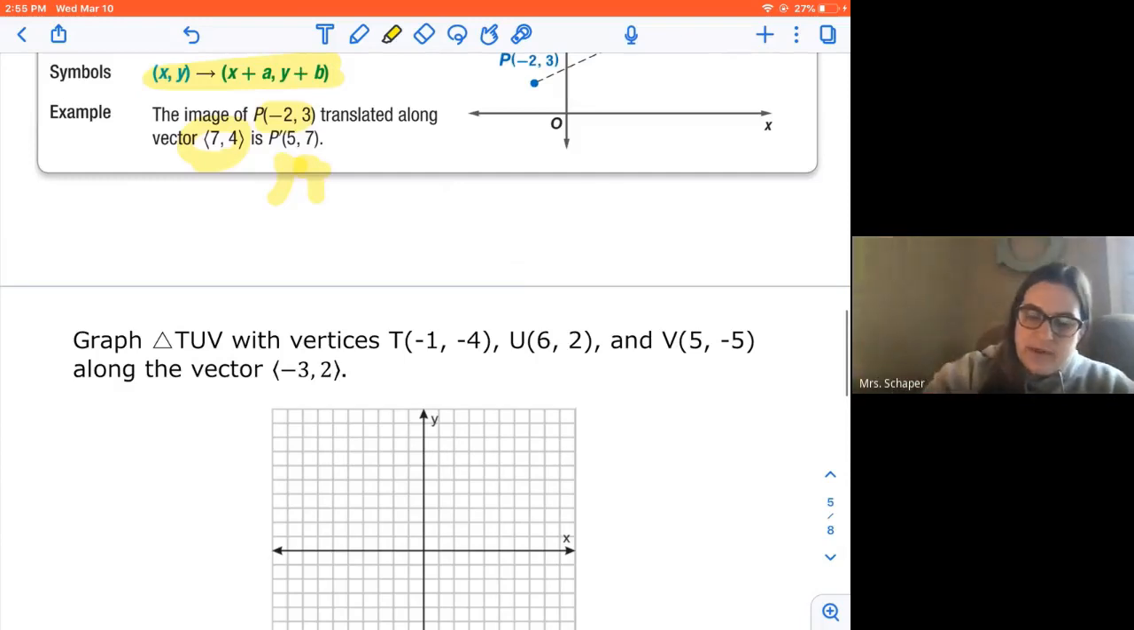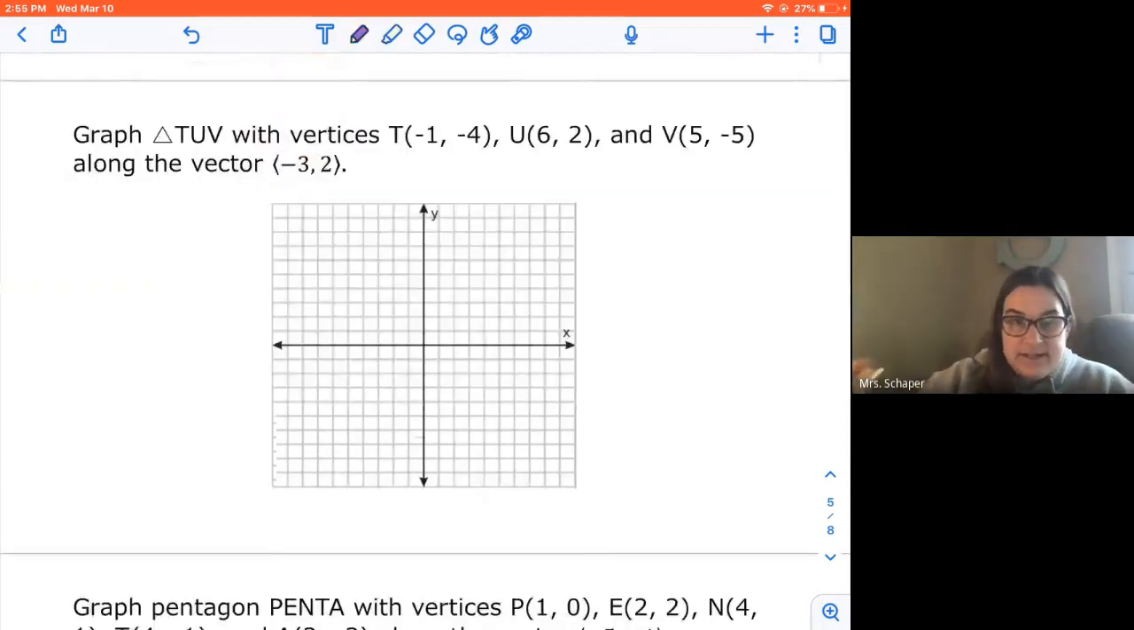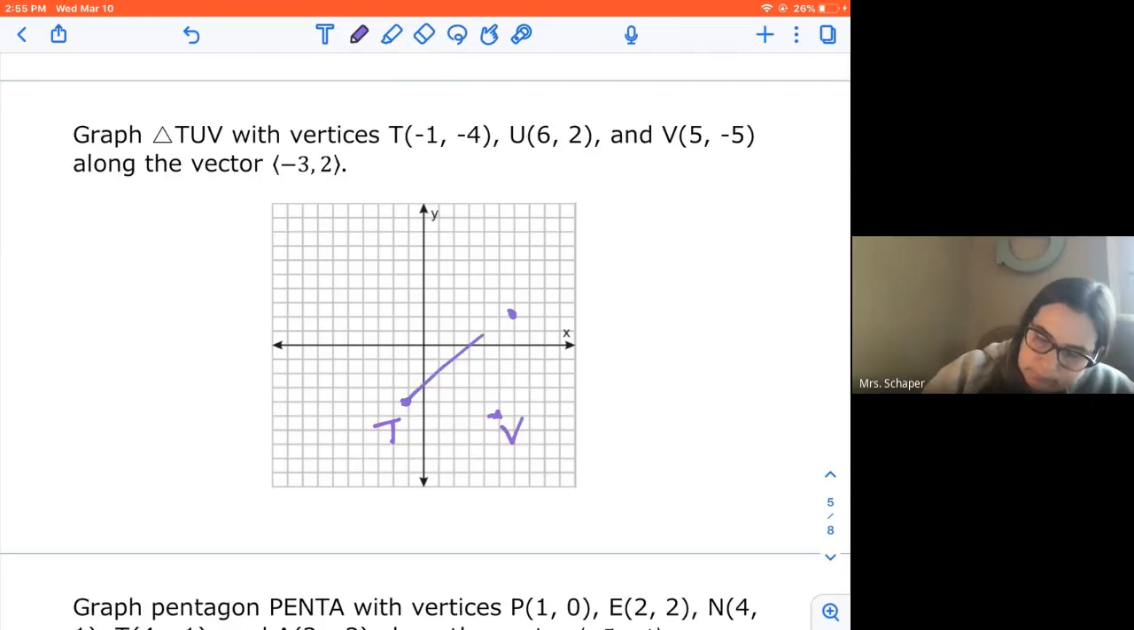We're going to graph triangle TUV using the vertices it gives. So (-1, -4), that's T. (6, 2), that's U. And then (5, -5), and that's V. And then we do this. There we go.